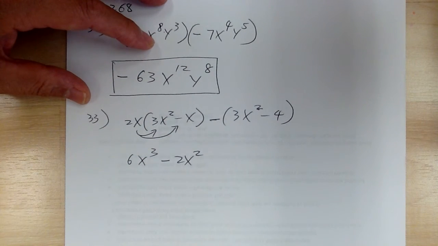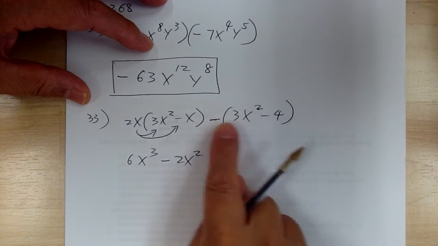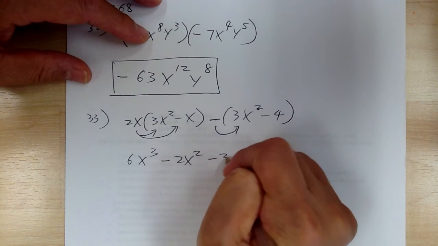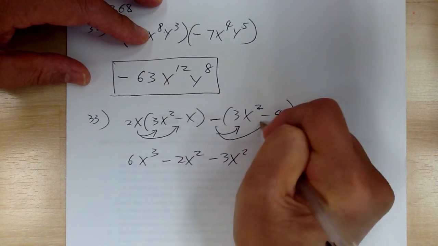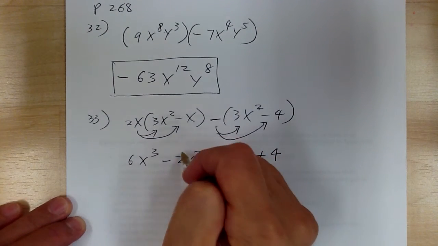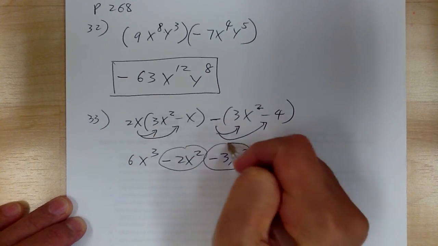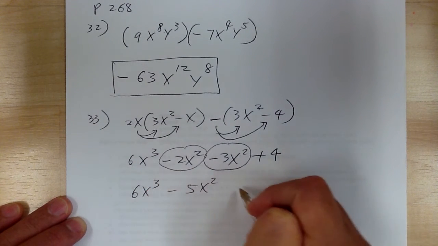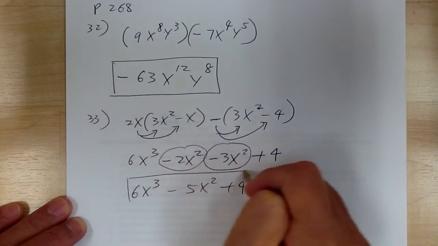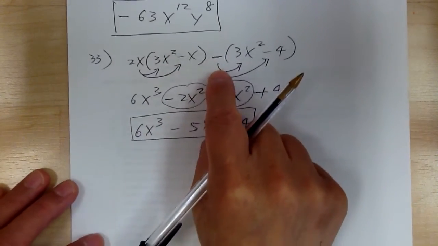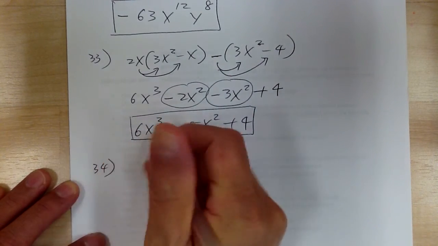Again, to get rid of the parentheses, you multiply by what is in front. So right now you have parentheses over here. So you need to multiply by what is in front. So distribute. So you multiply. You get minus 3x squared. Multiply. You get plus 4. Then after that, you need to go and combine like terms. So this one and this one can combine. So you got 6x to the 3 minus 5x squared plus 4. And that would be your answer. Okay, so make sure you know how to distribute.